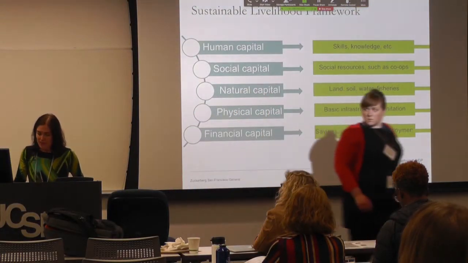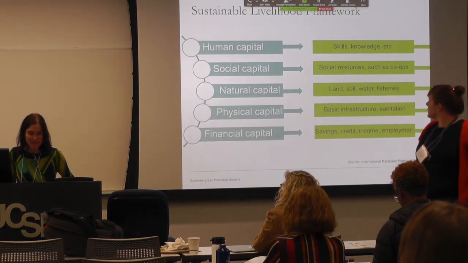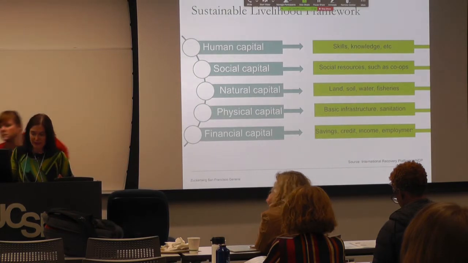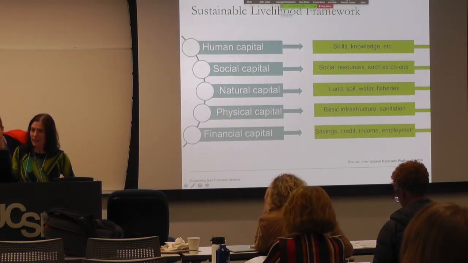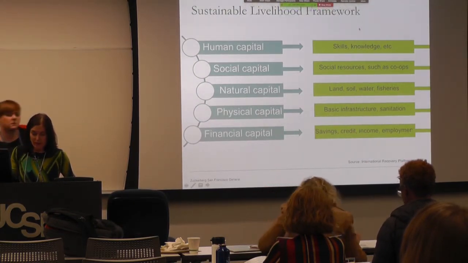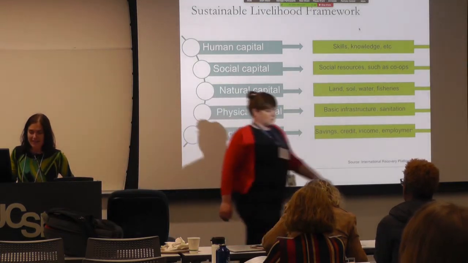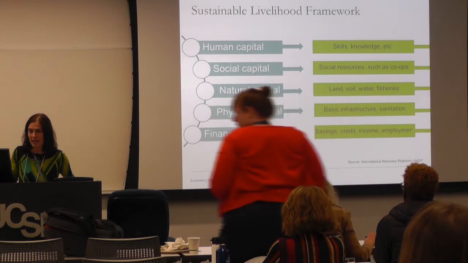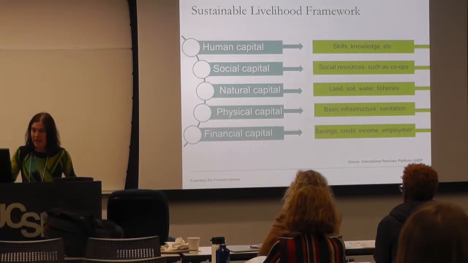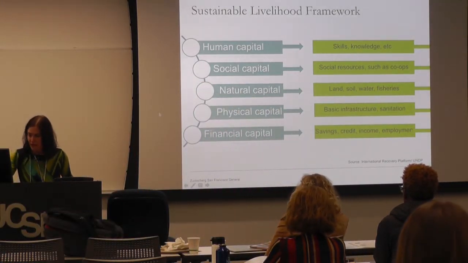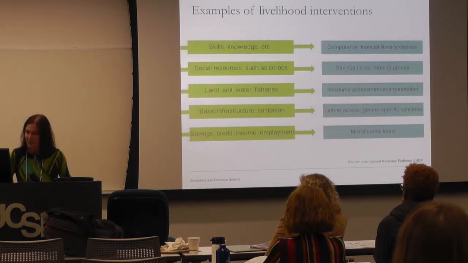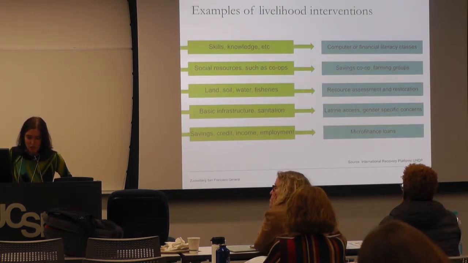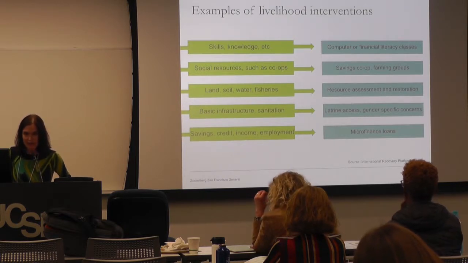According to UNDP, a livelihood is the capabilities, assets, and activities required for means of living. And according to DFID's Sustainable Livelihoods Framework, there are 5 categories of assets that can be impacted by livelihood interventions: human capital, social capital, natural capital, physical, and financial capital.